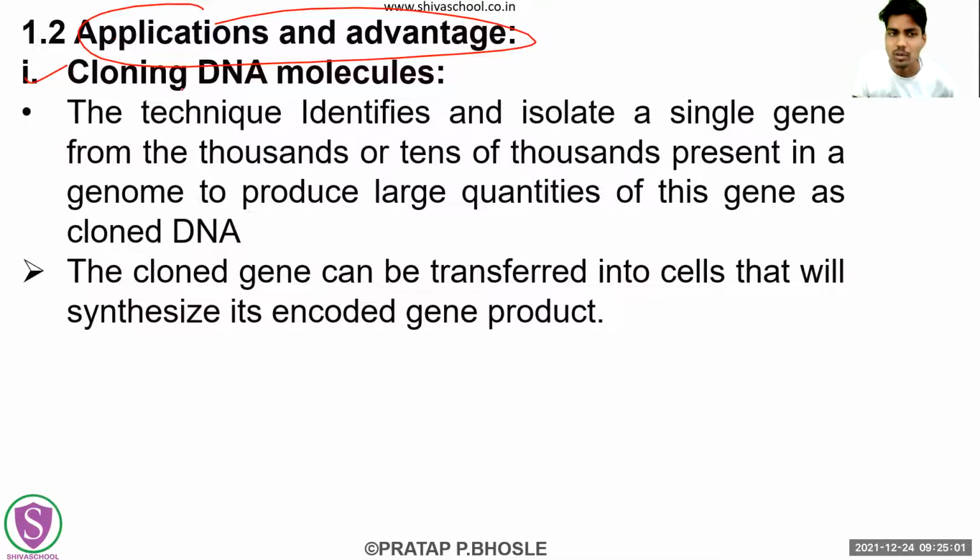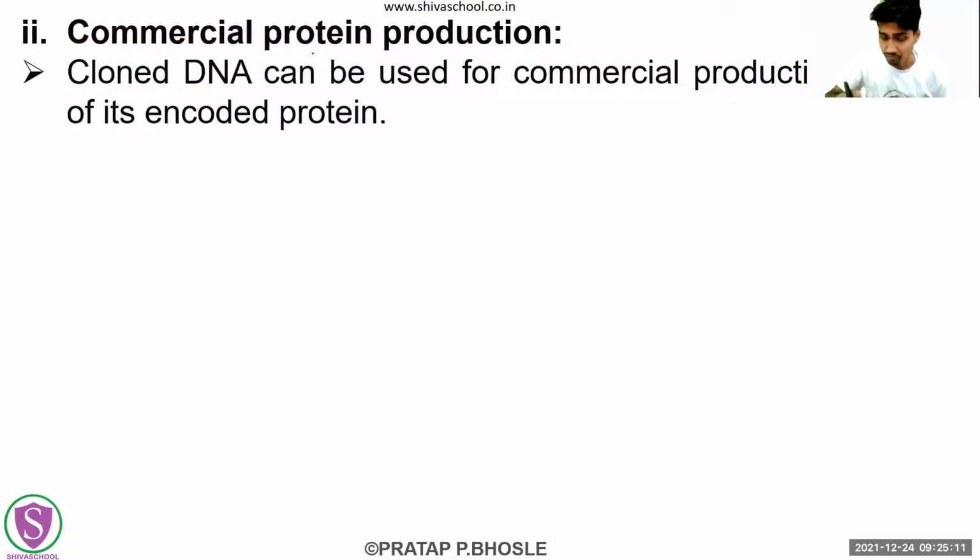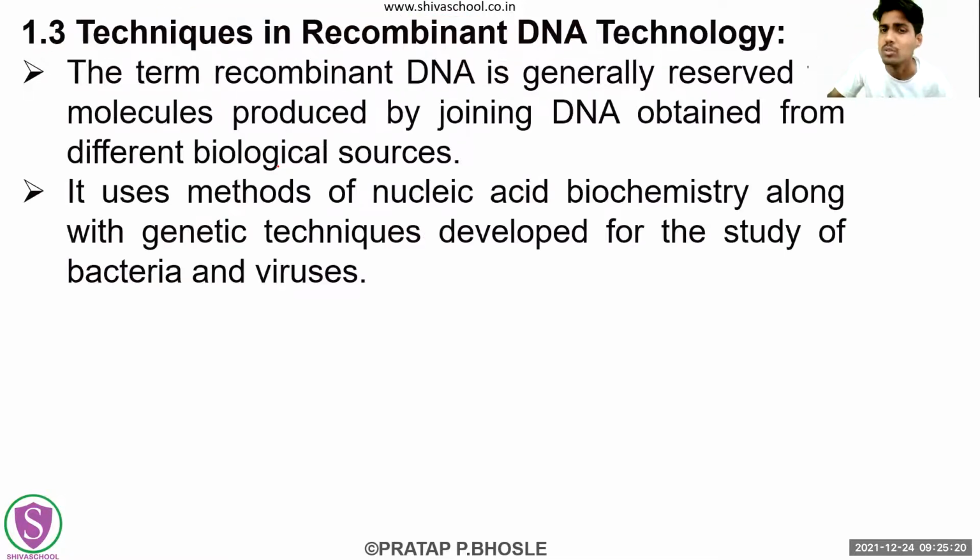Cloning DNA molecules is one of the advantages of recombinant DNA technology. Cloning DNA molecules means that you are making multiple copies of it. There is no need to read that in detail. Let's see the commercial production of proteins. You can commercially produce a particular protein, for example insulin. So these were some of the applications and advantages. There will be more which we will discuss at the end. We will add a few more. You can also use the earlier definitions in applications and advantages. You can add those too.